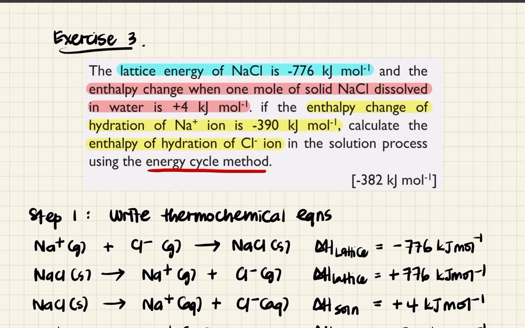Alright, the last exercise for subtopic 2.3. Okay, let's read the question and then we need to identify what delta H is given. The lattice energy of NaCl is minus 776 kilojoule per mole. So this is your delta H lattice energy.